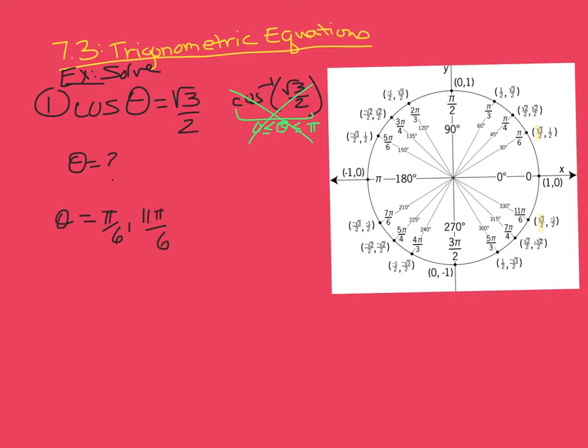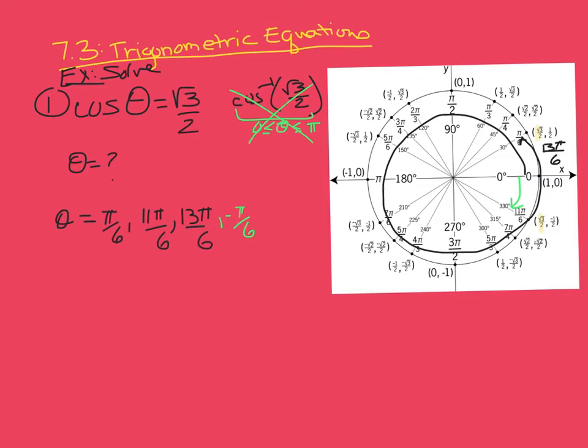Now, here's the thing that gets confusing for some people. If you were to go around the unit circle one more time, you would end up here, which would be at pi over 6 plus 2 pi, that's actually 13 pi over 6 right there, and that would give you another answer. Or alternatively, if you were to go in this direction, that would give you another answer. That would be at negative pi over 6. And actually, you have an infinite number of answers here.